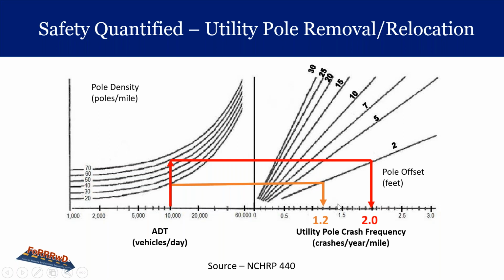And then if you also move the poles back to 10 feet offset, the frequency could be brought down to 0.4 crashes per year per mile. So that's how this nomograph works. And then the same prediction model could be used for street trees to predict the effect of offset and density on various average daily traffic facilities.